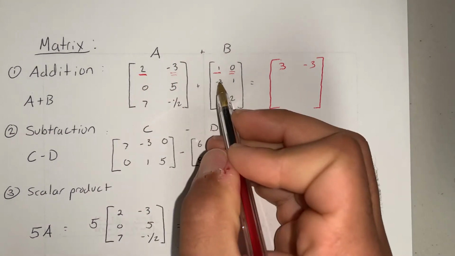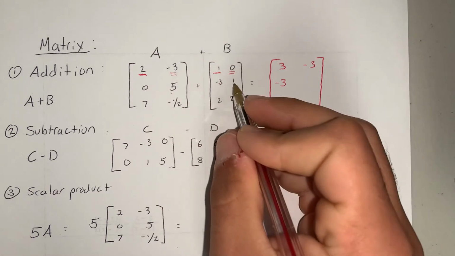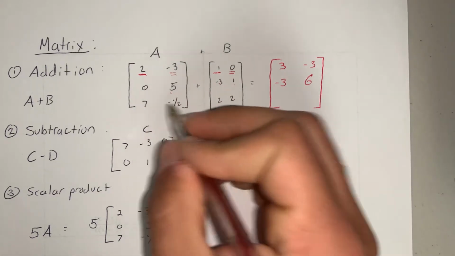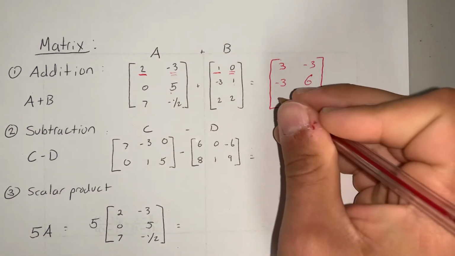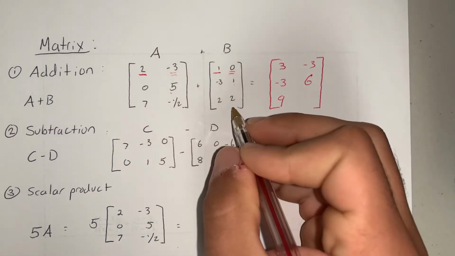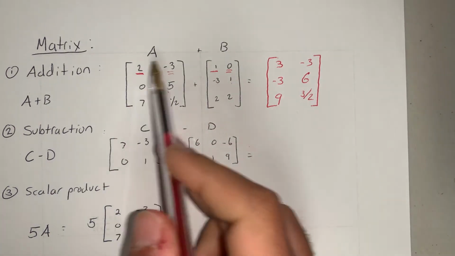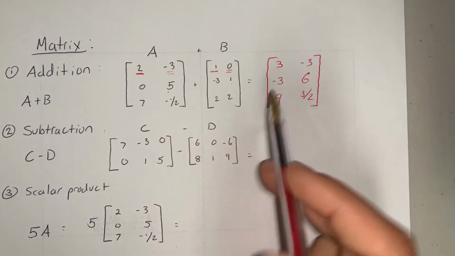0 plus negative 3 gives you negative 3 here. 5 and 1 gives you 6. 7 and 2 gives you 9, minus 1 over 2 plus 2 gives you 3 over 2. So you're just adding corresponding inputs and putting them in that spot.